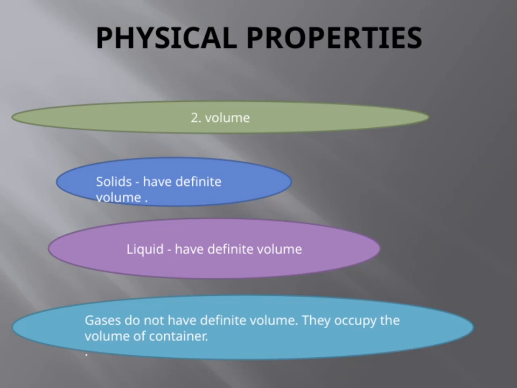Let's talk about volume today, which is a key physical property. Solids, for example, have a definite volume, meaning they keep the same shape and size unless you change their shape physically. Liquids also have a definite volume, so they take up space, but they can flow and change shape to fit their container. Gases, on the other hand, do not have a definite volume. They will expand to fill whatever container they are in, occupying the entire space available.